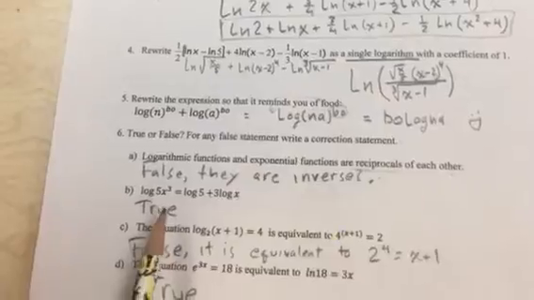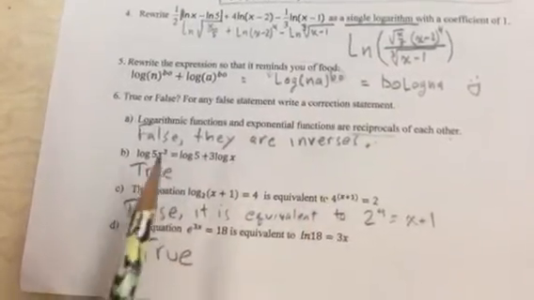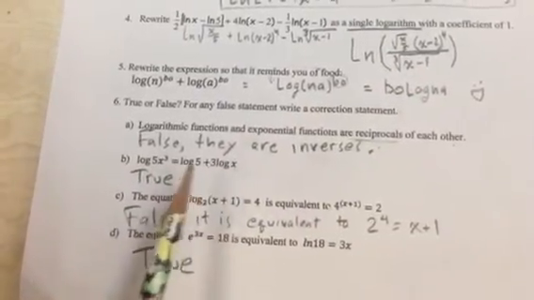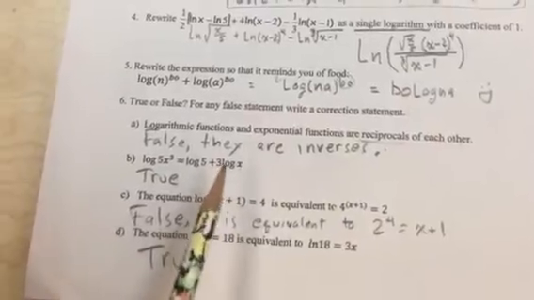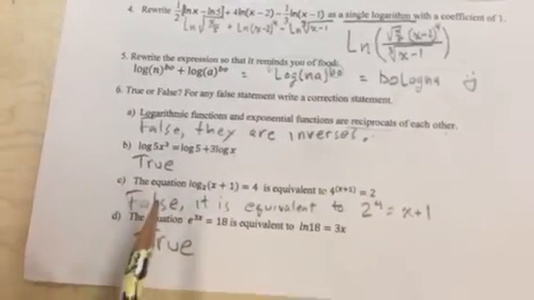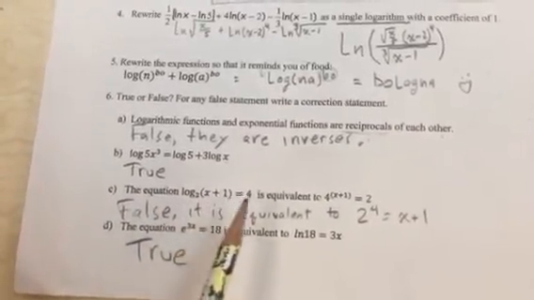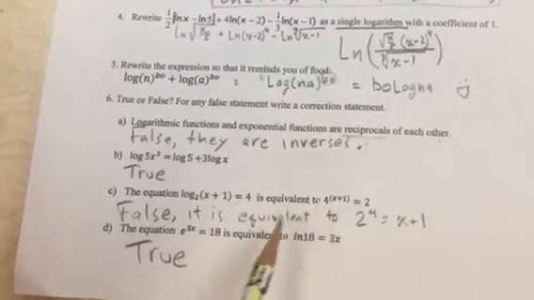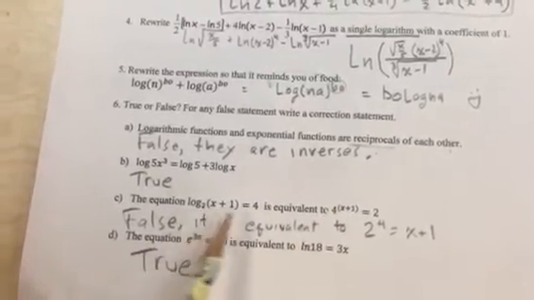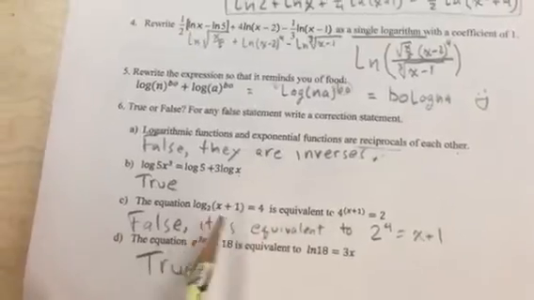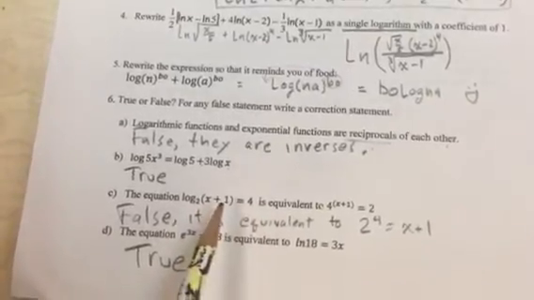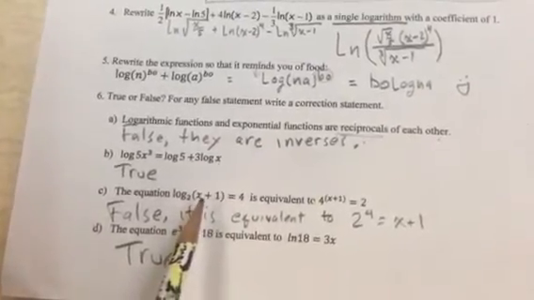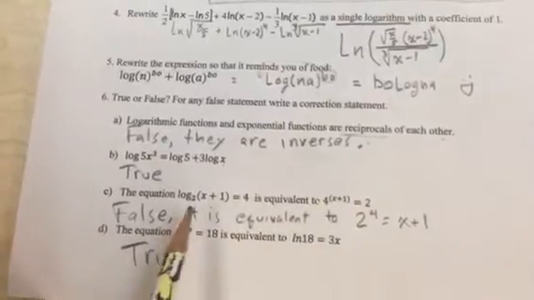The next statement is true. That's kind of an example of a couple of log properties, the product rule and the power rule there too. The next one is false. This equation does not equal this equation here. Instead, this equation is equivalent to 2 to the 4th equals x plus 1. So that would be an appropriate correction statement for that falsehood.